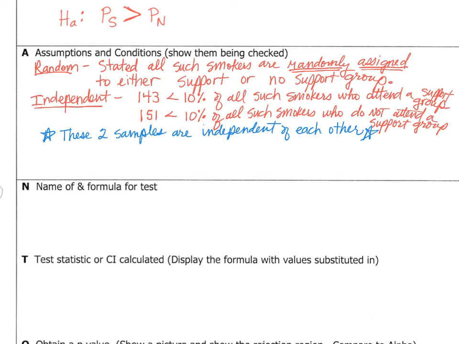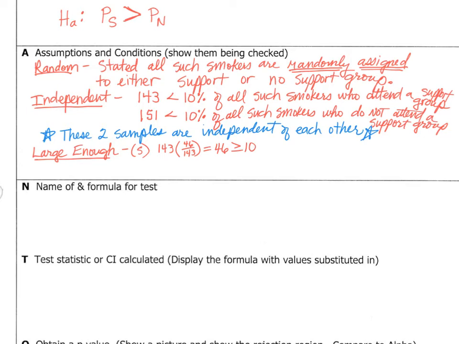Next. What's the last one? Large enough. Okay, so we have to do large enough for both sets. So think about this. I'm going to put S for the support group. At least 10, so N times P. So that's going to be 143 times, is there a true P? There's not. I have a P hat. The P hat is 46 over 143, which, hello people, guess what that equals? 46. And that is greater than or equal to 10.